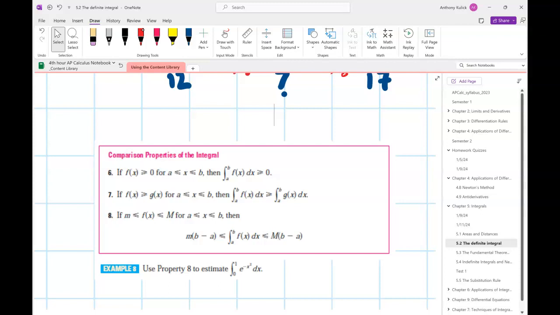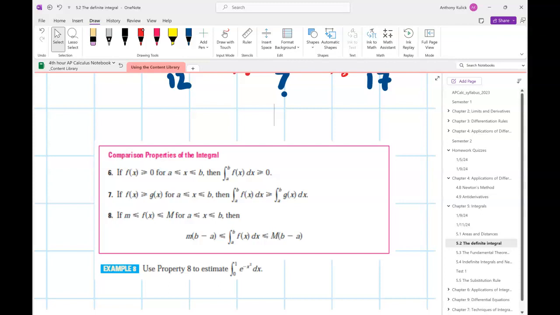If f of x is on top of g of x, so f of x is here and g of x is like here, and I integrate those over the same interval, the integral of f of x has to be bigger than the integral of g of x. Well, of course it does, right? There's more area under f of x than there is under g of x.